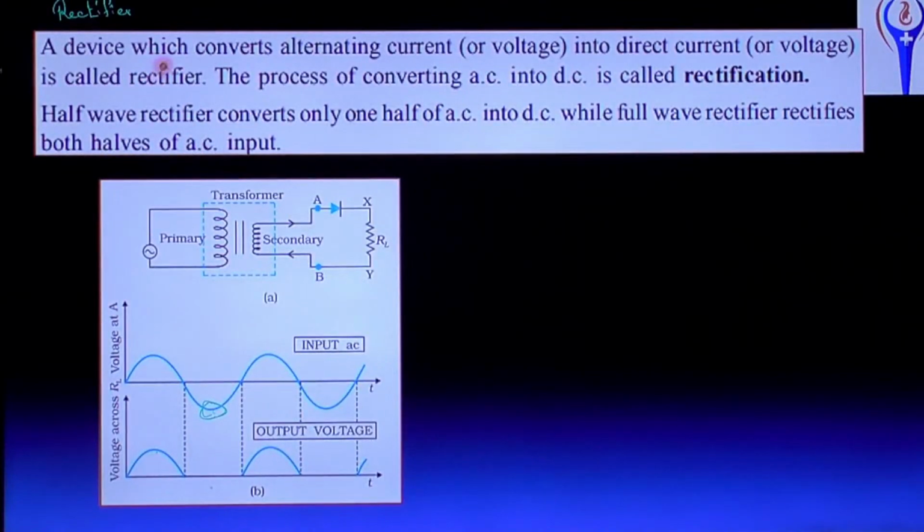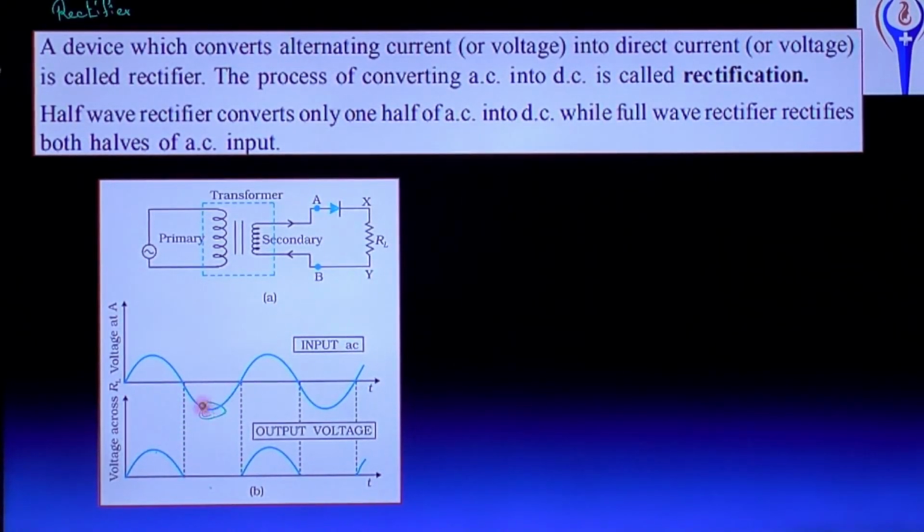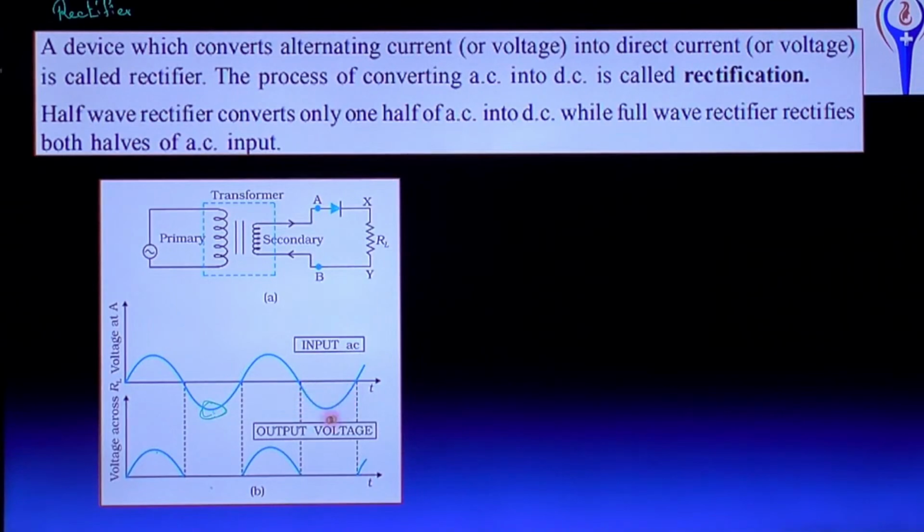Rectifier. What is a rectifier? A rectifier is a device which converts AC, alternating voltage or alternating current, into direct current. The process of converting AC into DC is called rectification. A half-wave rectifier converts only one half of AC into DC, while a full-wave rectifier rectifies both halves of AC. This is a half-wave rectifier. That is, only one half is rectified, and the other half is filtered out.